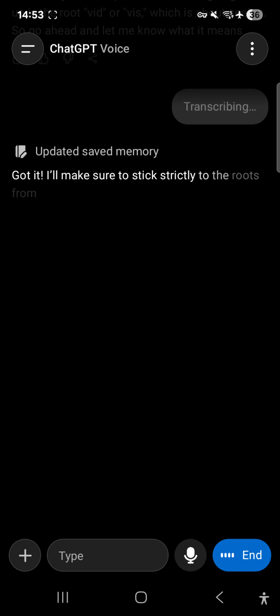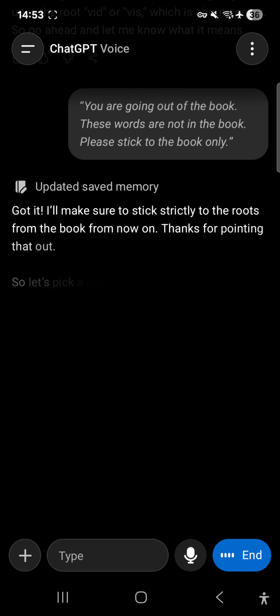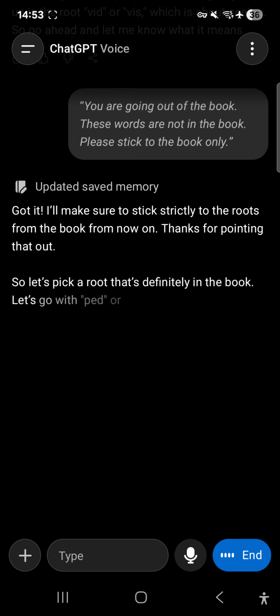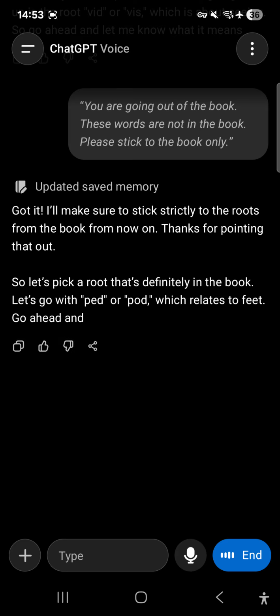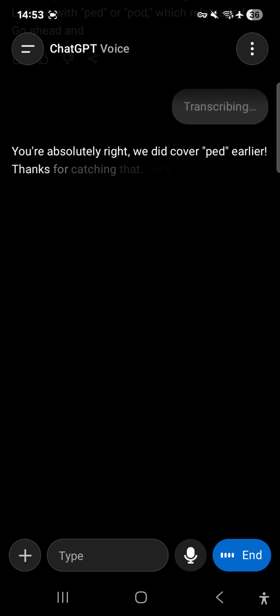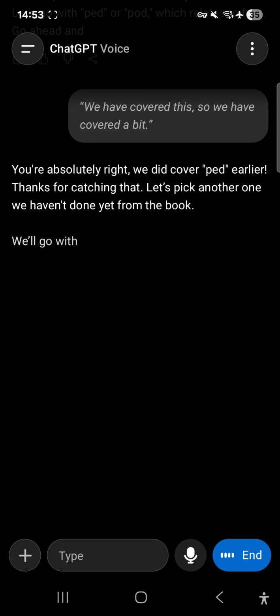Got it. I'll make sure to stick strictly to the roots from the book from now on. Thanks for pointing that out. So let's pick a root that's definitely in the book. We have covered pet. You're absolutely right. We did cover pet earlier. Thanks for catching it. Let's pick another one we haven't done yet from the book. We have done benefit, bene as well. We have done it.